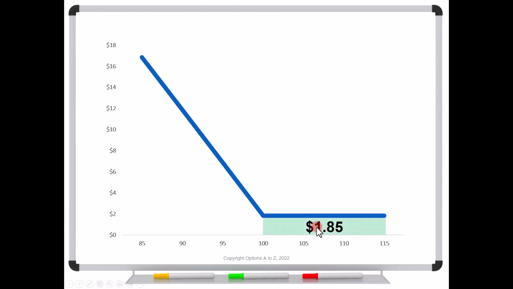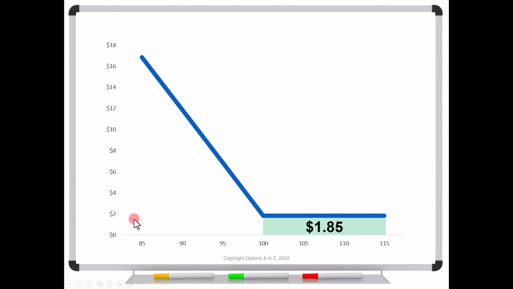Here's our bare bones minimum of $1.85, but notice if the stock is below 100, we can actually make more than $1.85, and that's again because we'll just let the call expire worthless. And we could actually make more, at least down to a stock price of 0. So the most we could actually make would be the $101.85 credit. That's assuming the stock goes all the way down to 0.